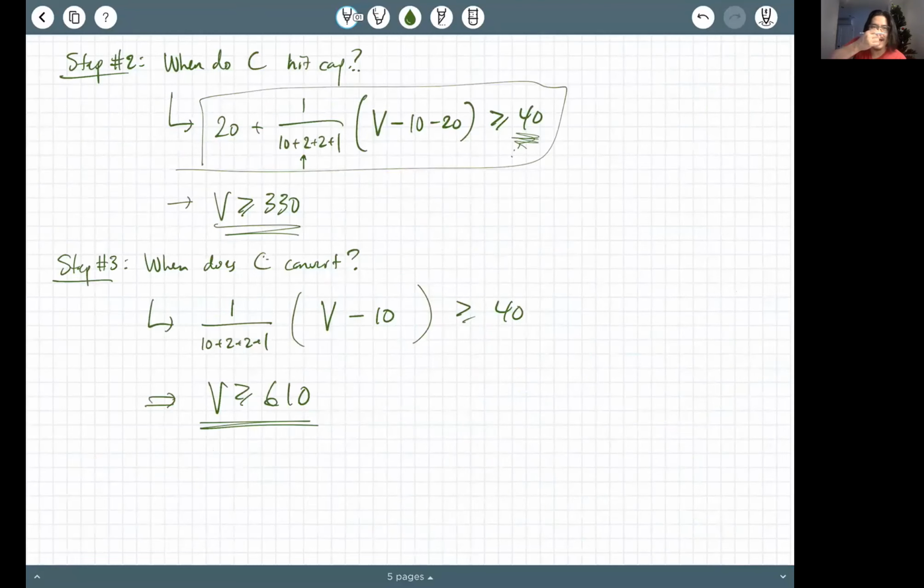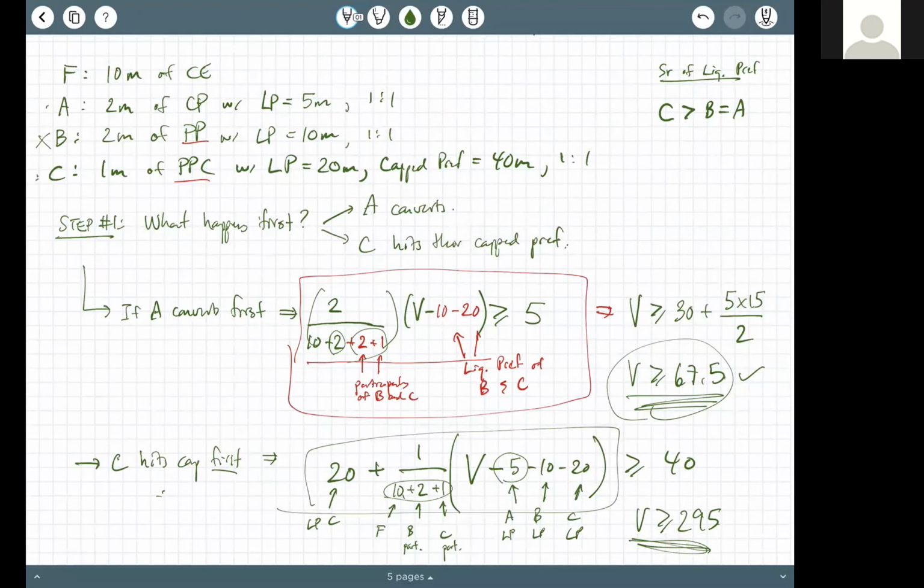Maybe before I do that, I'll take the 2 questions that I have up. Esteban, your question? That was from before, sorry. Okay, sorry. Andrew? Yeah, can you just explain why in the alternative one, if C hits their cap first, you also subtract 20, when in the one before, if A converts, nothing else happens. You didn't subtract the liquidity preference for A.